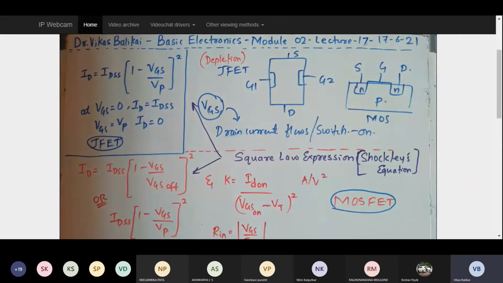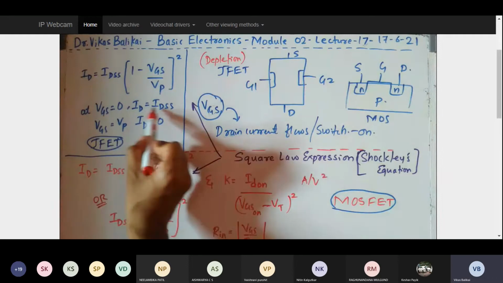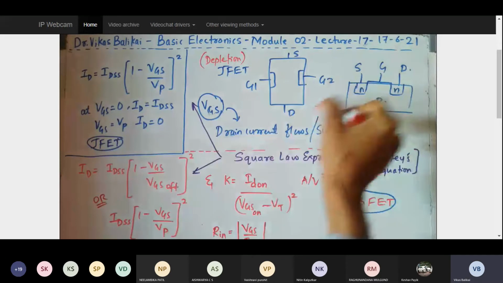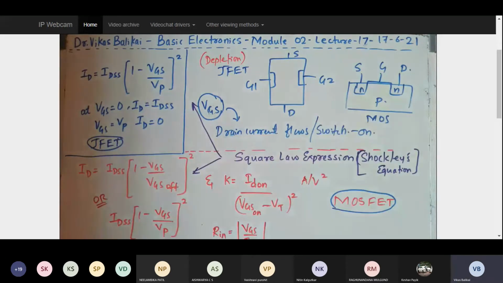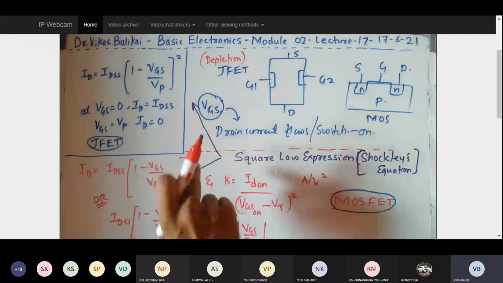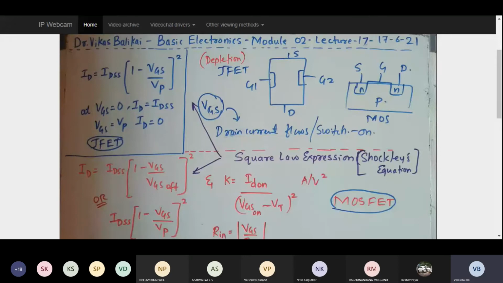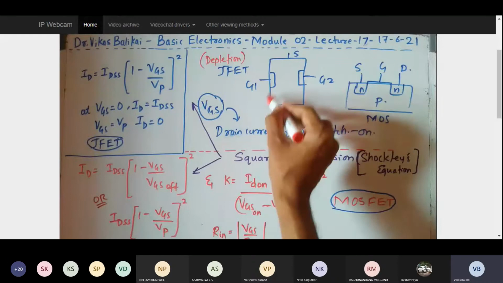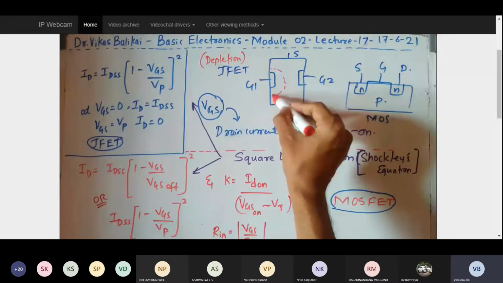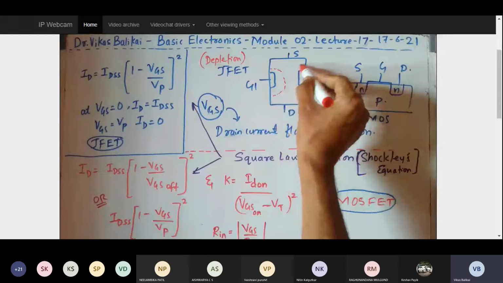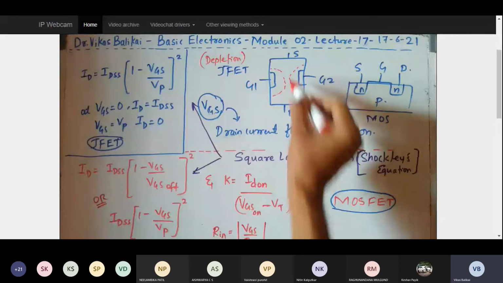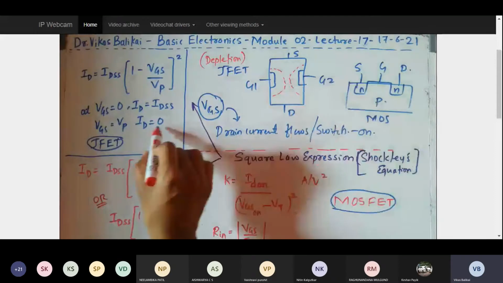Even when VGS is 0, my ID will be flowing. That is the maximum current that will flow, depending on what voltage you apply between source and drain. And when VGS is equal to VP, that is the pinch-off voltage, you can nullify the channel. If I apply a reverse voltage, the depletion region increases its width because of the reverse bias nature, and that will hamper the flow of current. Under that scenario my current will be 0. So that's what these particular conditions talk about.